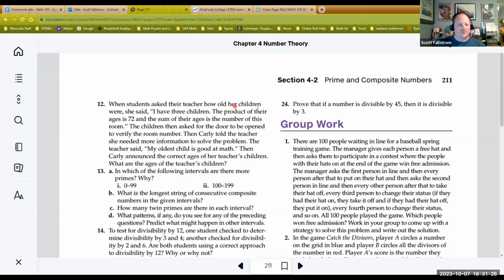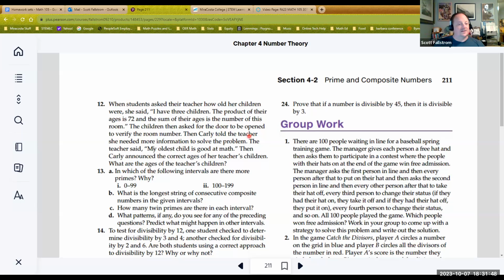A student asked their teacher how old the children were. The teacher said, "I have 3 kids. The product of their ages is 72, and the sum of their ages is the number of this classroom." Okay, that sounds sneaky. It sounds like a math teacher would do something like that, right? The teacher asked for the door to be open to verify the room number. So they went outside, looked at the room number, got it.